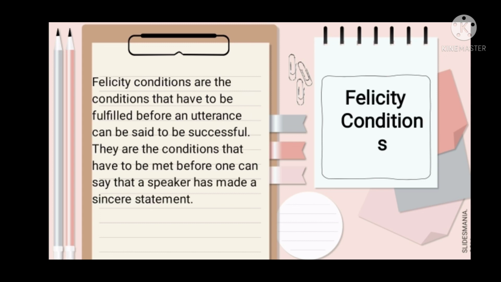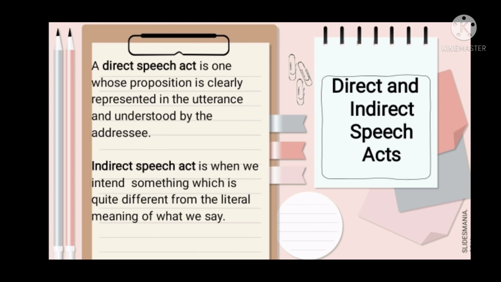In speech theory, there is the term felicity conditions. Felicity conditions are the conditions that have to be fulfilled before an utterance can be said to be successful. They are the conditions that have to be met before they can say that the speaker has made a sincere statement. The last two terms are direct and indirect speech act.